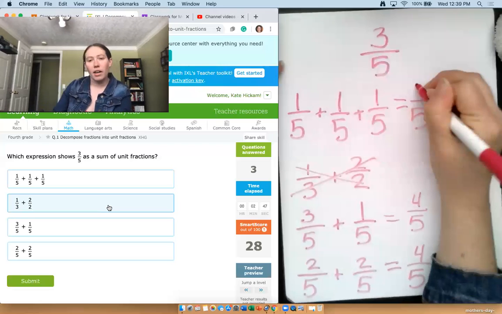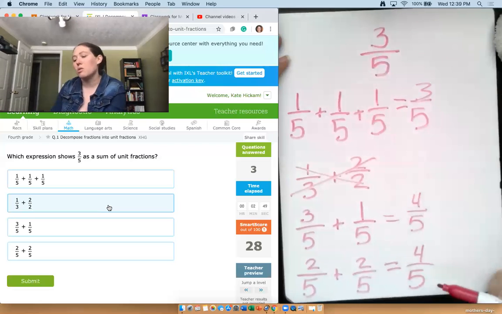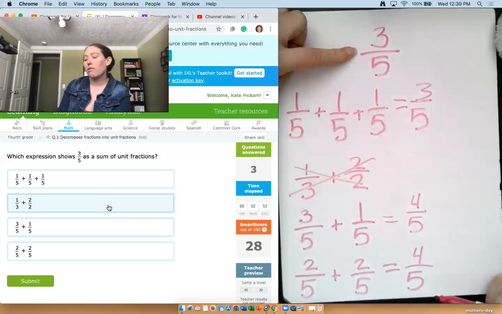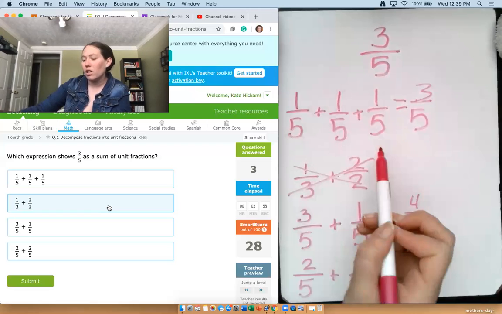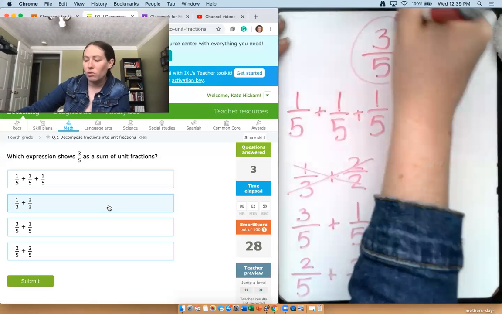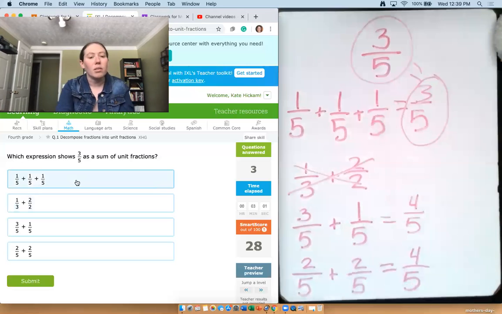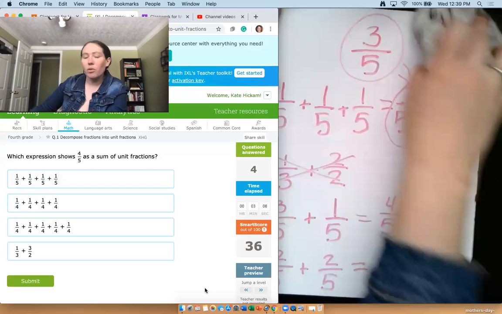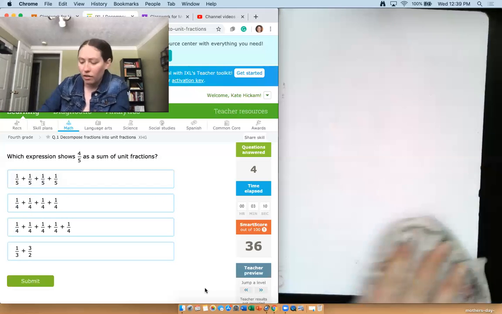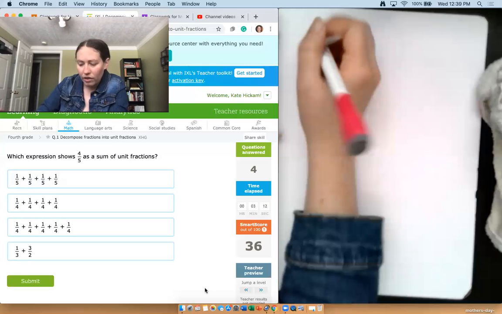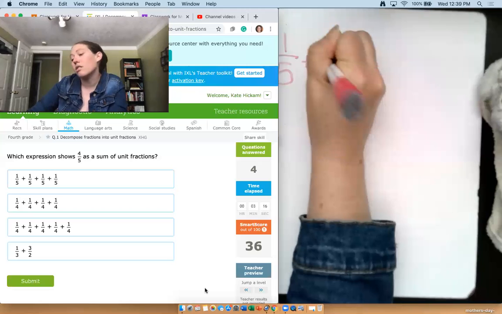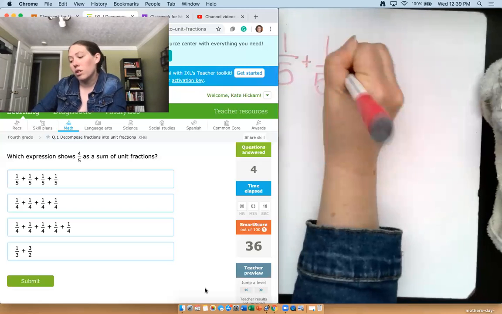So I'm looking at my 3 answers to see which one matches the number I'm originally going for. So 1/5 plus 1/5 plus 1/5 equals 3/5. Those are the same. Those are equivalent. So I'm going to click on that one and hit submit. Once again, I'm just going to go through each one of these. So I have 1/5 plus 1/5 plus 1/5 plus 1/5.